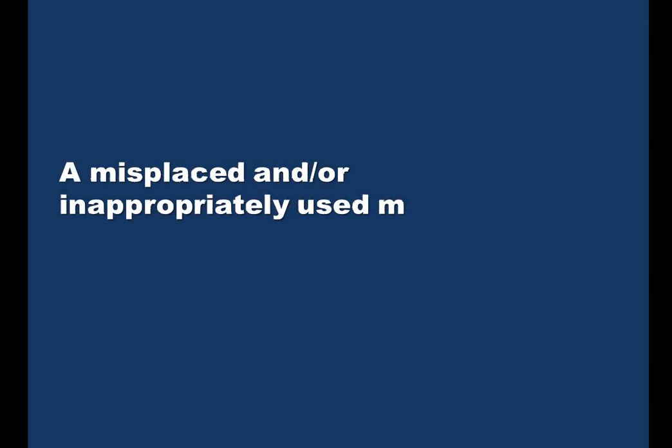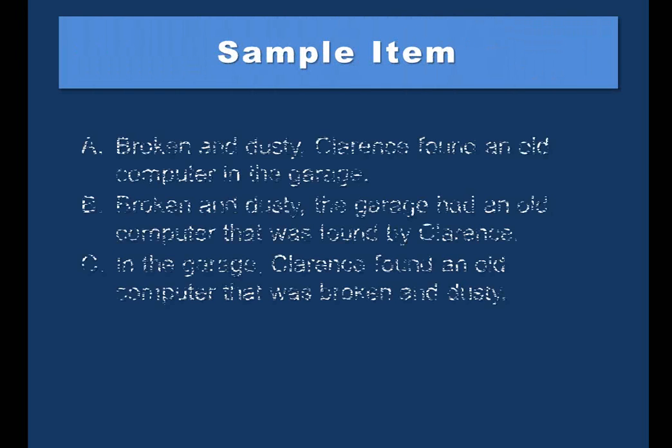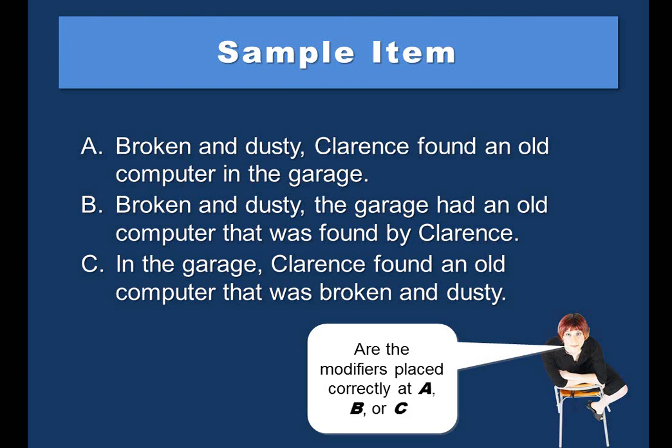So a misplaced or inappropriately used modifier item on an objective test might appear like this. Here in front of you, you can see a multiple choice question. Out of these three sentences, there is only one that is correct. Let us see how to identify the correct answer. The first sentence: Broken and dusty, Clarence found an old computer in the garage. Broken and dusty. Does it refer to Clarence? No, it does not refer to Clarence. That means statement A is a grammatically wrong sentence.